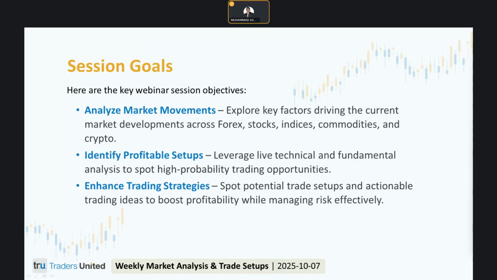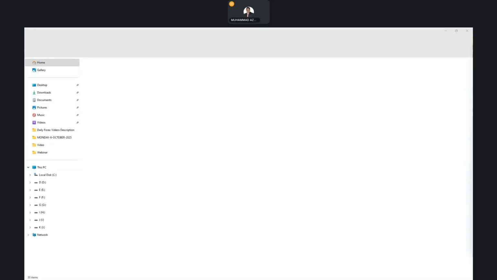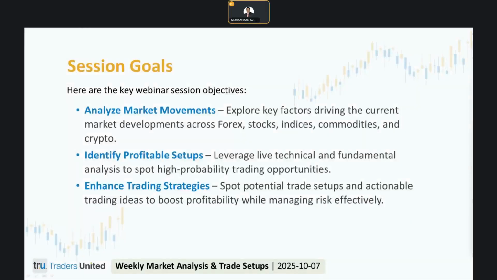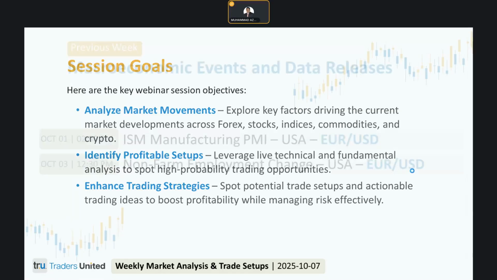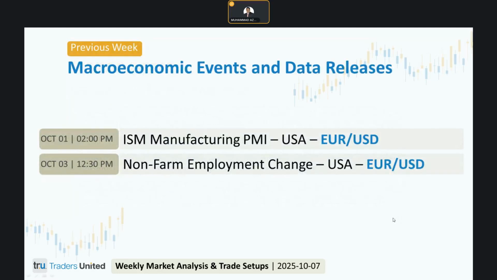So these are the main session goals. Let me talk about macroeconomic events and data releases. I am going to cover previous week's fundamental analysis. The first one is the October 1st ISM Manufacturing PMI related to USA, and my focus is the euro dollar. Next one is the non-farm employment change related to USA.